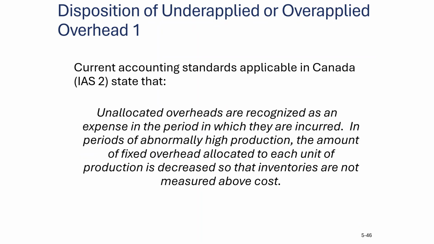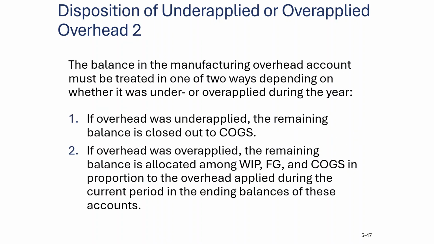According to the accounting standard, IAS 2 states that the unallocated overhead is recognized as an expense in the period in which it is incurred. So the unallocated overhead is to be recognized as an expense in the period it is incurred. That means we need to put that as an expense. In the period of abnormally high production, the amount of fixed overhead allocated to each product is decreased so that inventory is not measured above cost. That's the philosophy behind using that theory.